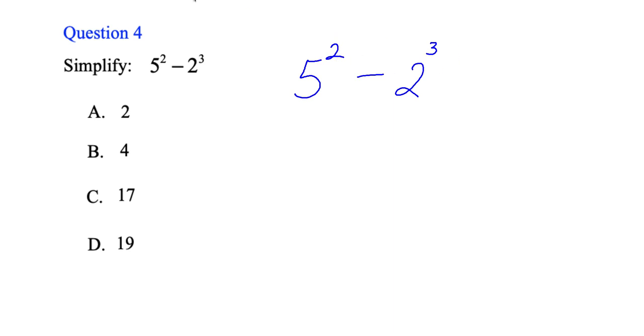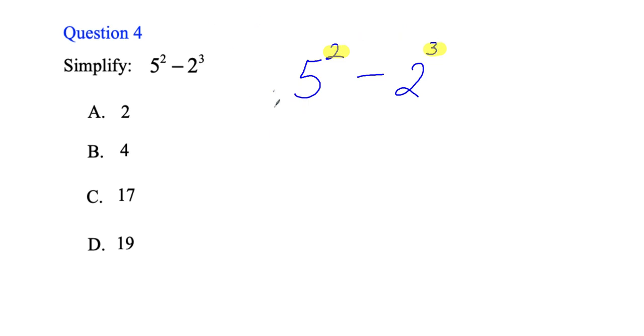These little numbers up here are called exponents. This small number is called an exponent, and this 5 is called a base. This 3 is called an exponent, and this 2 is called a base. This does not mean 5 times 2. The exponent means repeated multiplication. It's telling us to take the 5, the base, and multiply it by itself 2 times. And this here does not mean 2 times 3. It means to take the 2, the base, and multiply it by itself 3 times. So again, exponents mean repeated multiplication.